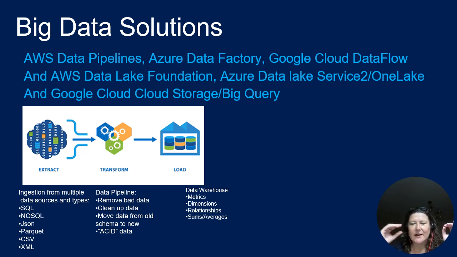So in Azure, the data lakehouse architecture is kind of Fabric and OneLake, everything in one, or Databricks. And Databricks is available in AWS and Google Cloud as well. It's just that Azure has a bit of a more mature version of Databricks, I think. So they're kind of the main solutions in big data.